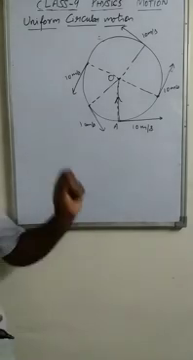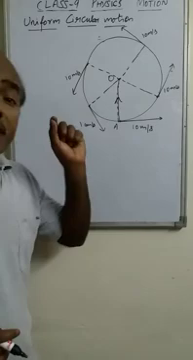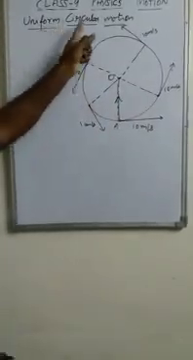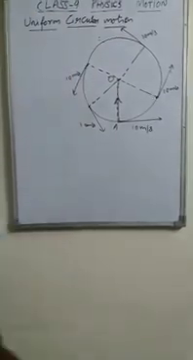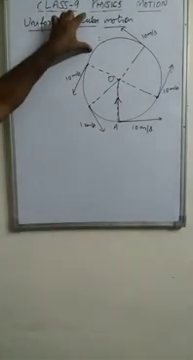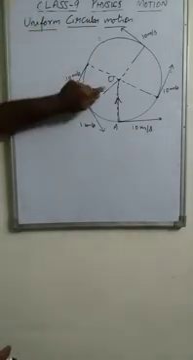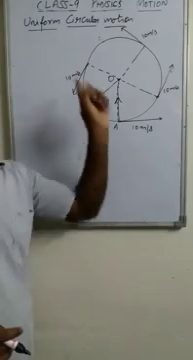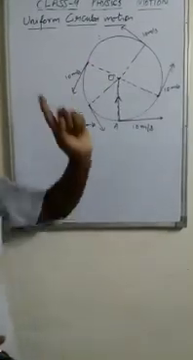If an object is traveling with a constant speed along the circular path, then it is said to be in uniform circular motion. So uniform circular motion is when an object travels along the circular path with a constant speed.